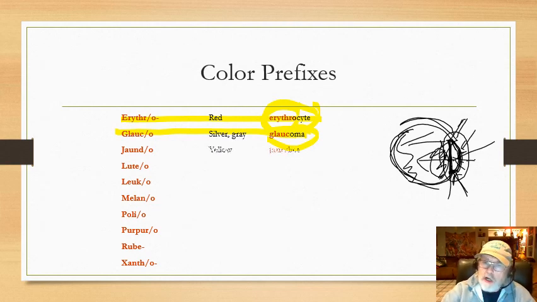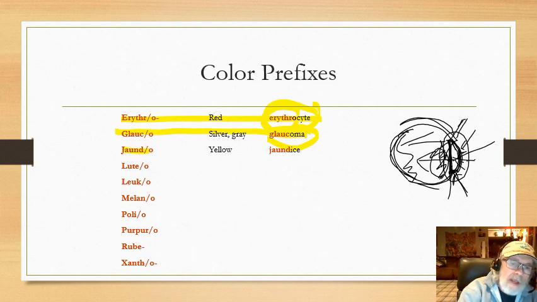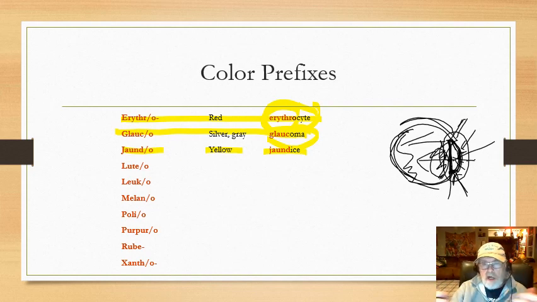Jaundo means yellow. And that's where we get the word jaundice. Jaundice is that yellowish discoloration that we usually get when we have liver disease. The skin develops this yellowish color, which is actually interesting how that happens. The yellow color of the skin is due to a yellow pigment called bilirubin. What happens is the liver can't handle the bilirubin, and levels build up in the blood.